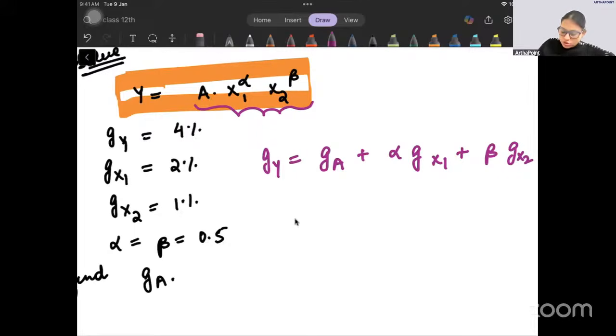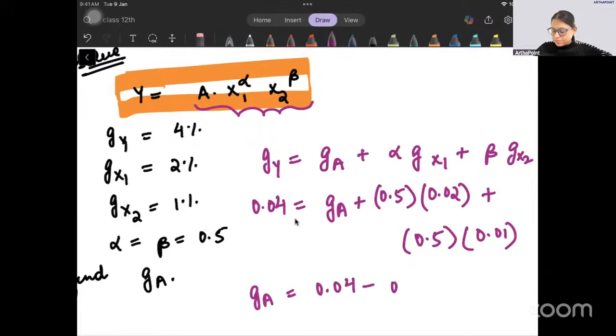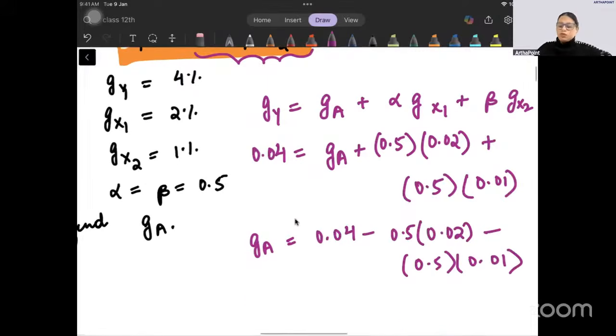Okay, so the growth rate of y is 4%, so 0.04. The growth rate of A, I don't know. Alpha is 0.5, the growth rate of x1 is 2%, and beta is 0.5. The growth rate of x2 is 1%. Just find out the growth rate of A. So 0.04 minus 0.5 times 0.02 minus 0.5 times 0.01. Whatever answer you get here, that will be the answer to this question.